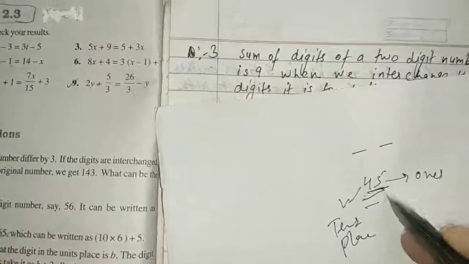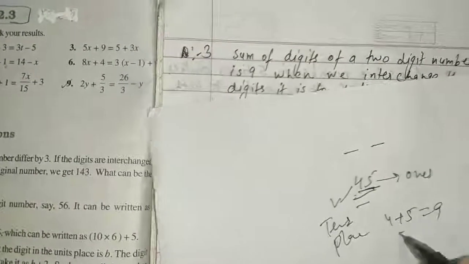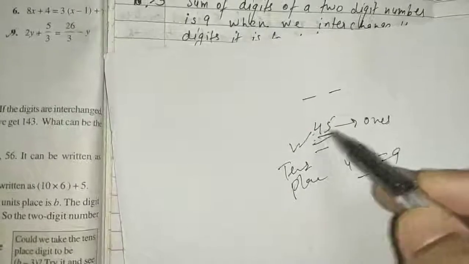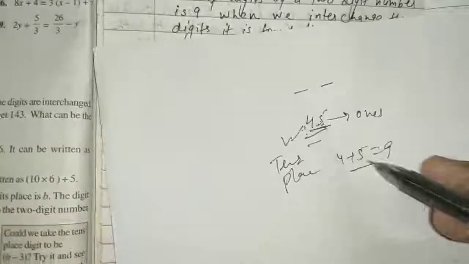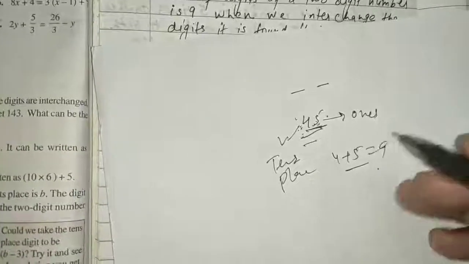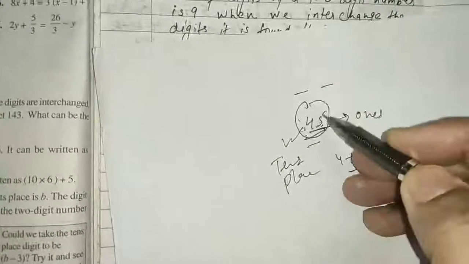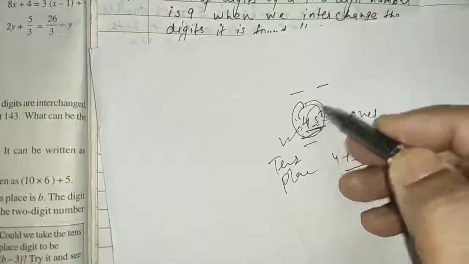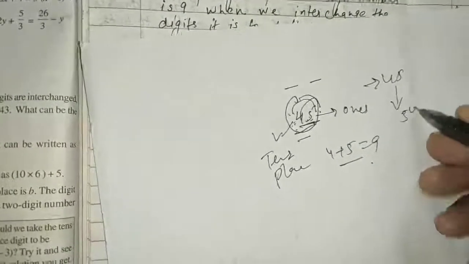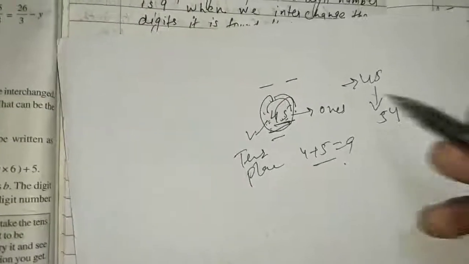Clear? And the sum of the digits is what? 9. They are saying this thing. Suppose I have taken 45. Clear? So the question is that there is a 2-digit number whose digits sum to 9. Same like this. After interchanging the digits, this will become the 10's place and this will become the 1's place, that means 45 will become what? 54. 45 will become 54.